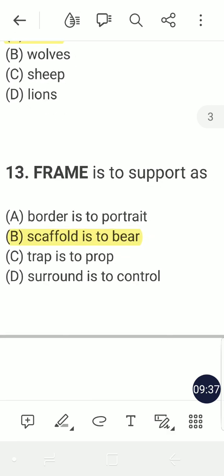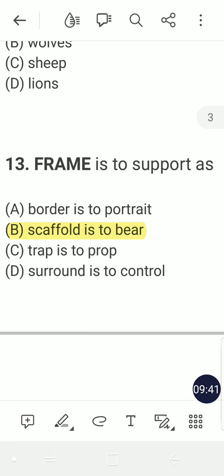Number 13. Frame is to support as scaffold is to bear. So in here, it's the purpose, the use. A frame is used to support. The purpose of a frame is to support. So the same as a scaffold, the purpose of a scaffold is to bear the weight, to bear the load. A scaffold is used to bear, to support the load of a person or a weight. So this question number 13 is the purpose or the use.